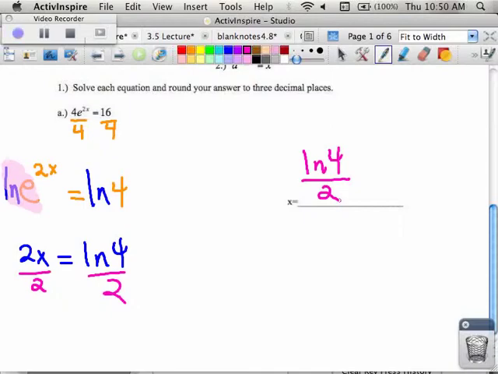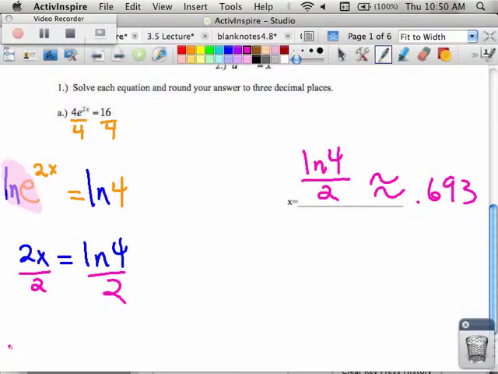Now if you wanted to write down the decimal approximation, not the exact answer, the approximation is roughly 0.693. So if you were to type in your calculator natural log of 4, hit enter, then divide by 2, you'd see 0.693. You may leave it as an exact answer as natural log of 4, all over 2 if you like.